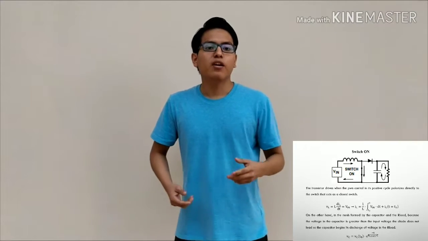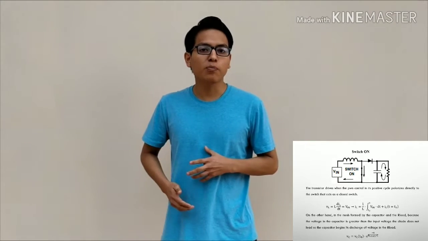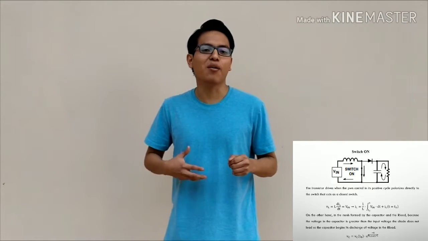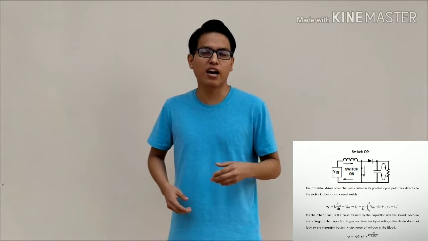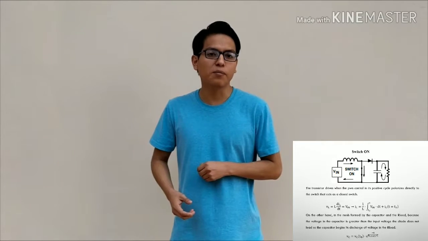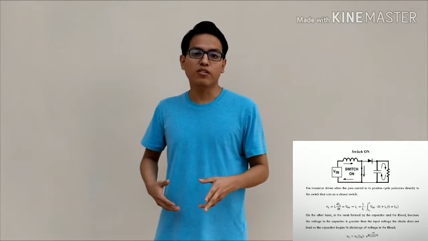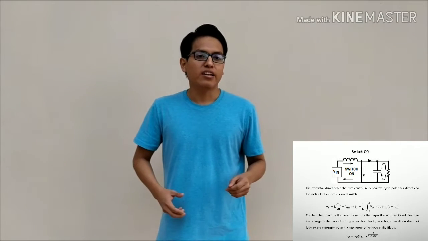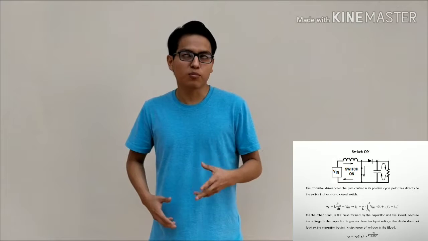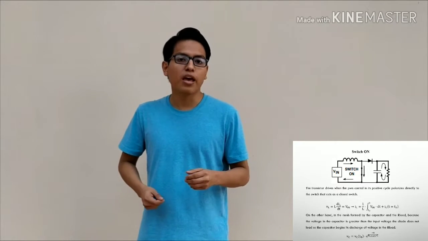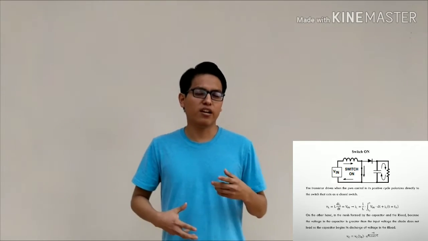On the other hand, in the mesh formed by the capacitor and the low resistance, the voltage in the capacitor is greater than the input voltage, so the diode does not conduct. So the capacitor begins to discharge through the low resistance. The discharge is the natural response of the capacitor with tau equal to RC.